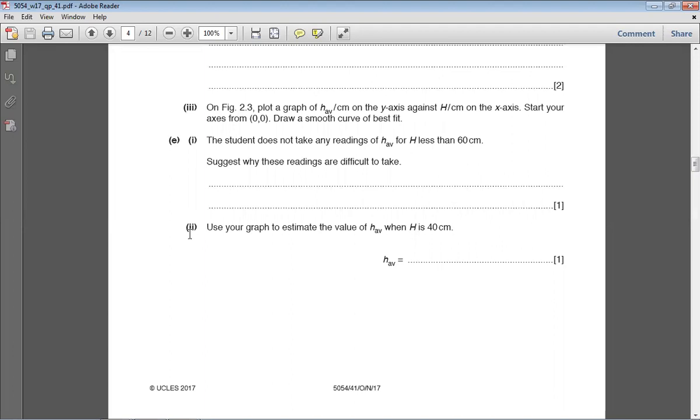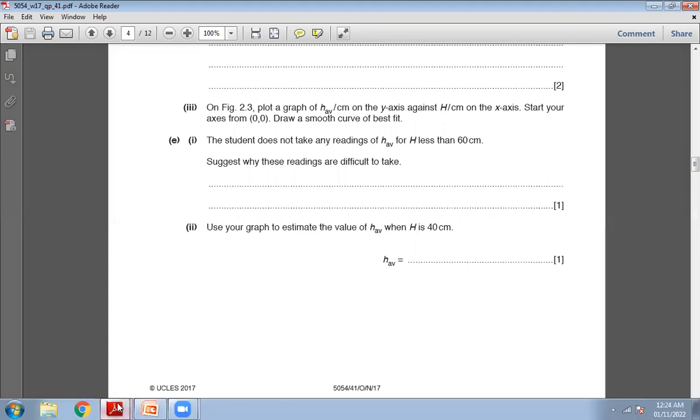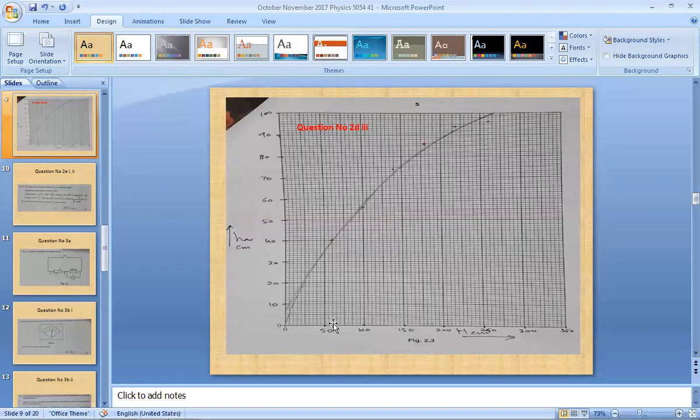The student does not take any readings of H average for H less than 60 centimeters. Suggest why these readings are difficult to take. You see, when you drop the ball from less than 60 centimeter height, the ball will bounce up to 20 centimeter or 30 centimeter or maybe 40 centimeter. If the ball is bouncing only 30 centimeter from the floor, to observe this height the student will have to lie down on the floor, because the ball will bounce only 30 centimeter.